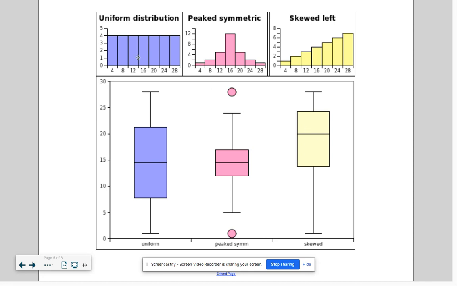So that's center. The shape of this is uniform. Shape of this, symmetric. Shape of this, skewed to the lower numbers. What's the spread of this? Well, this has a spread from 0 to looks like 30. They really should be putting these numbers on the boundaries.